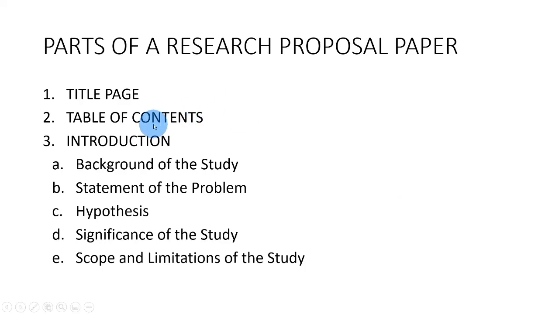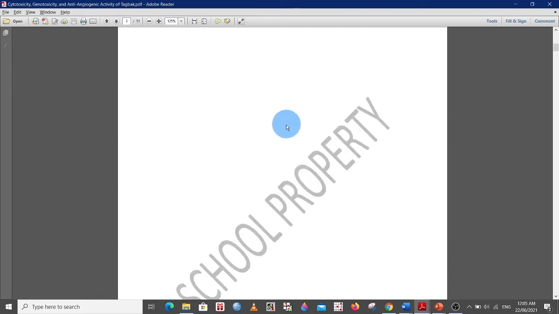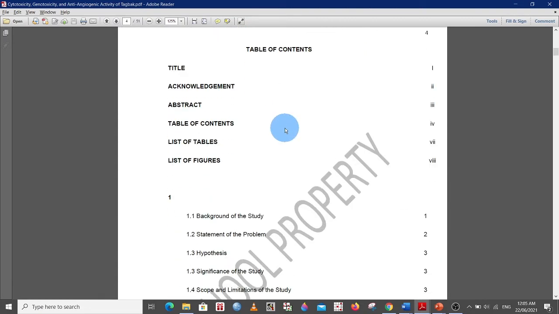So for the next part, you have the table of contents. Okay? So unsa itsura sa table of contents? So gamiton gyapon nato ning sample SIP. So this is how the table of contents looks like. Now, you just have to omit acknowledgement, abstract, list of tables, and list of figures.